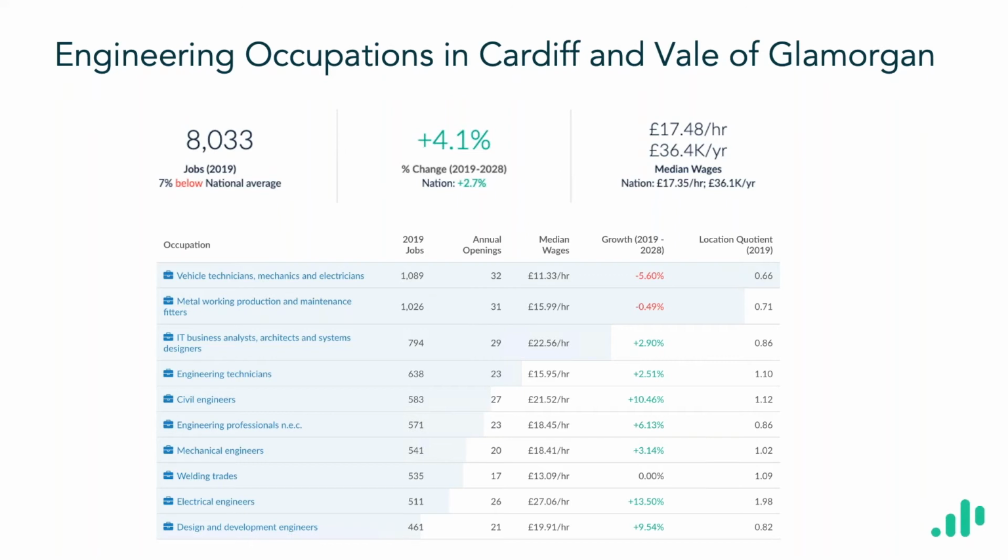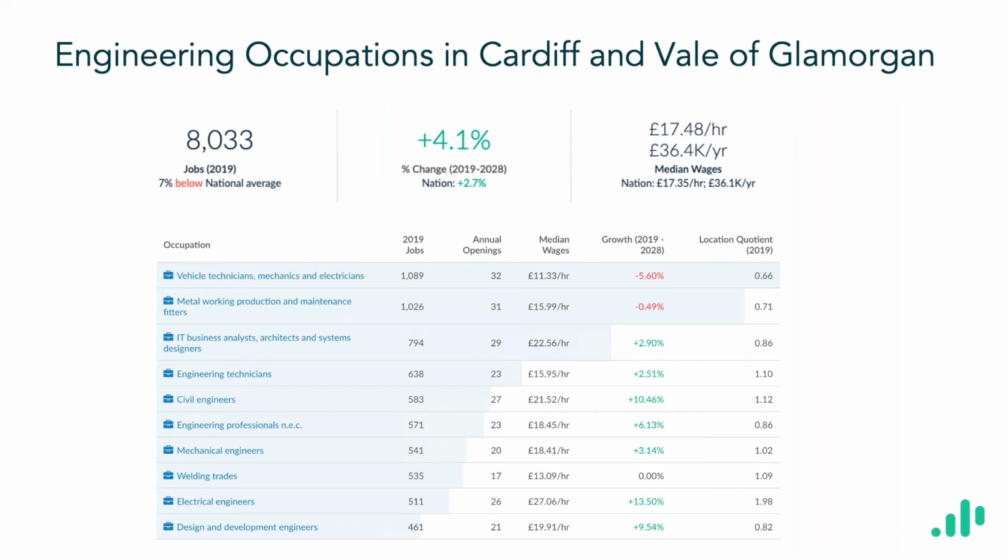So first of all, top left-hand corner, we've got 8,000 jobs in 2019, 7% below the national average. And then looking at the next box across, we've got a 4% growth projection out to 2028. And that's going to be growing faster than the national average. So a couple of things to point out here, and for those of you who have heard me speak before around these things, I use this term quite a lot: interesting but not useful.